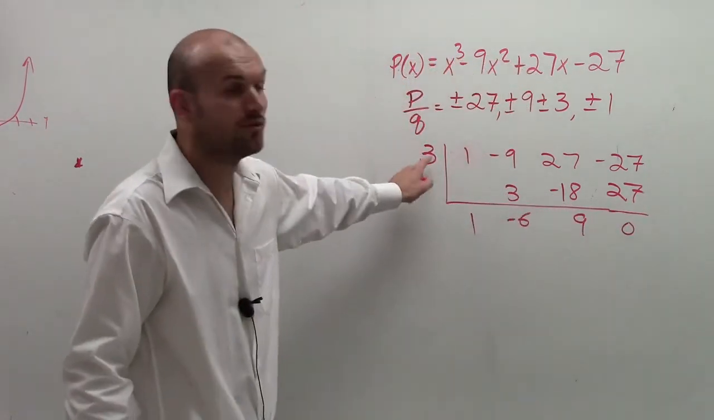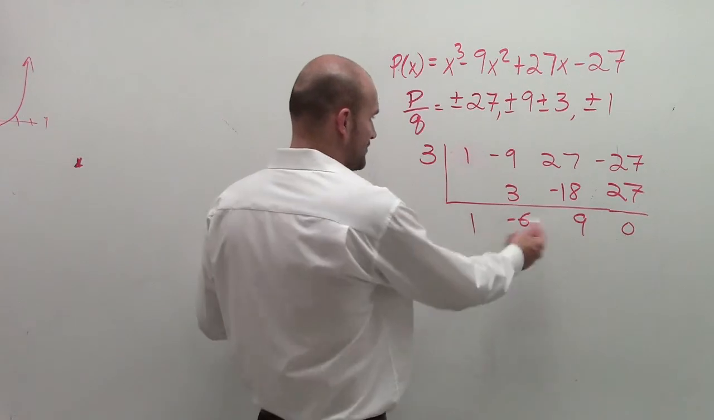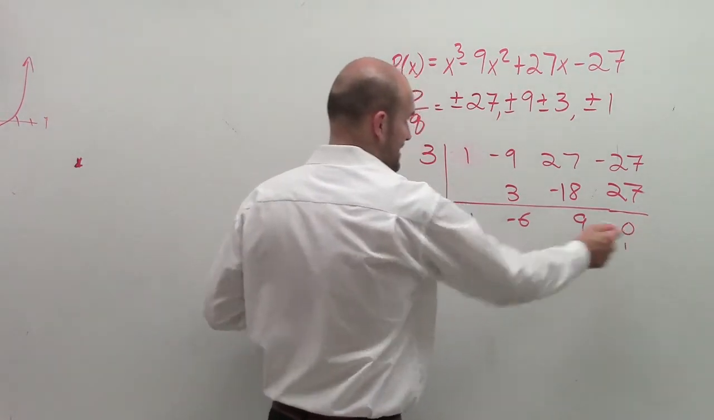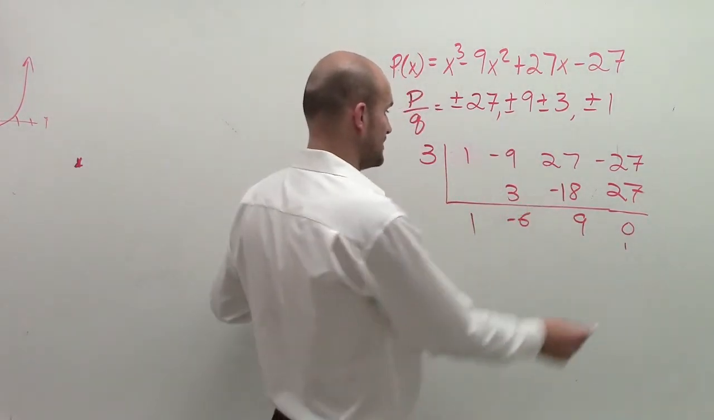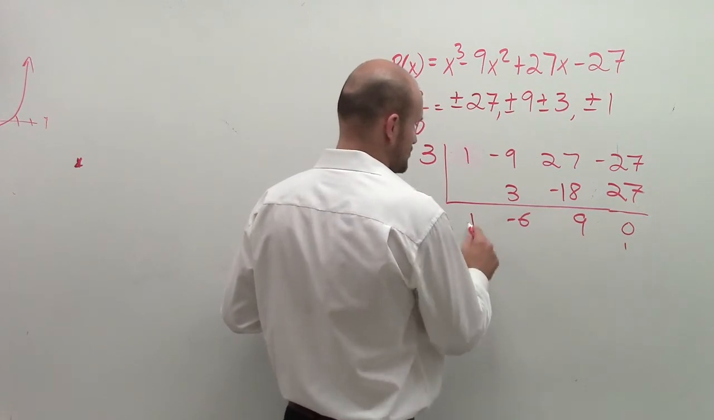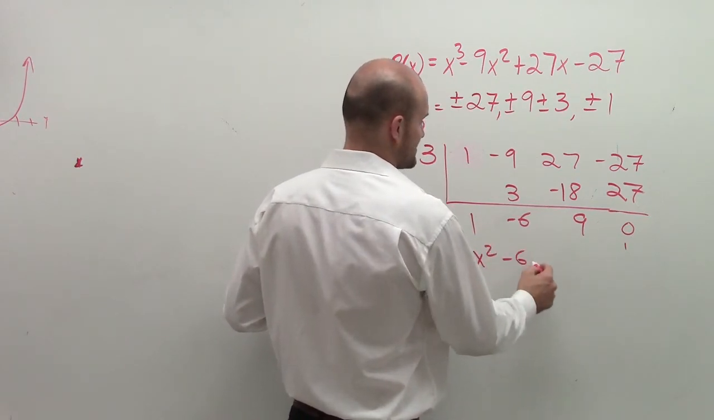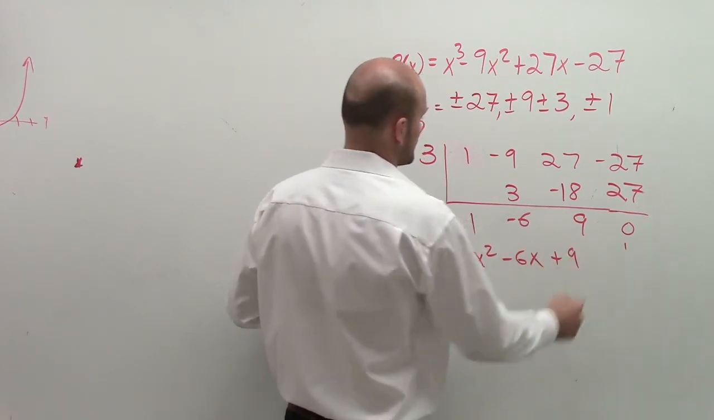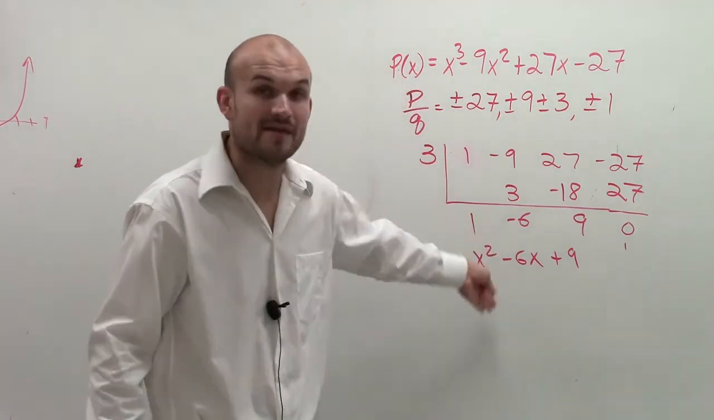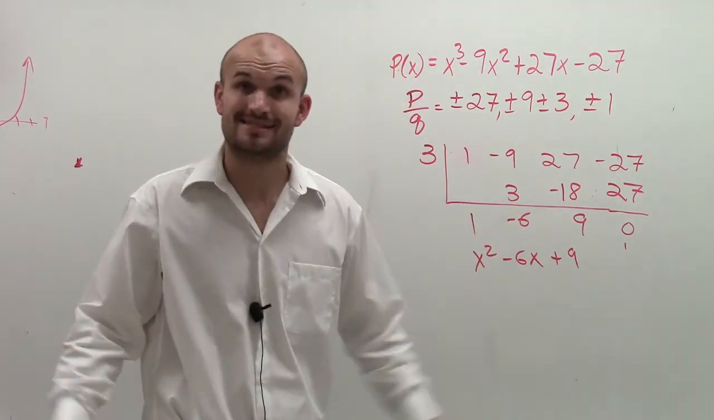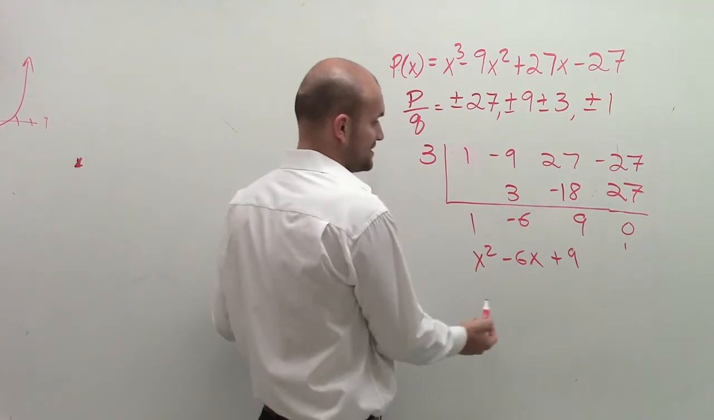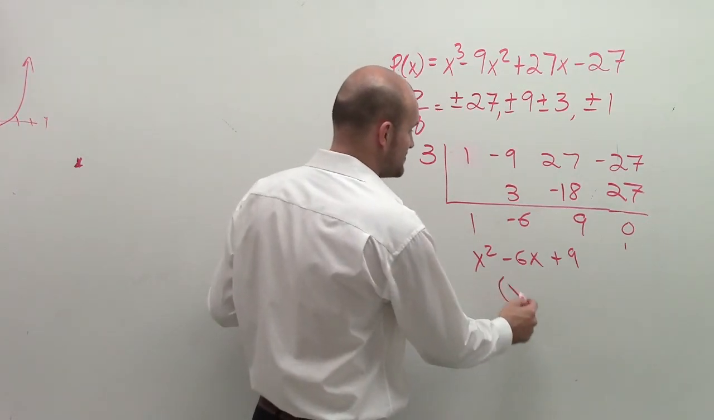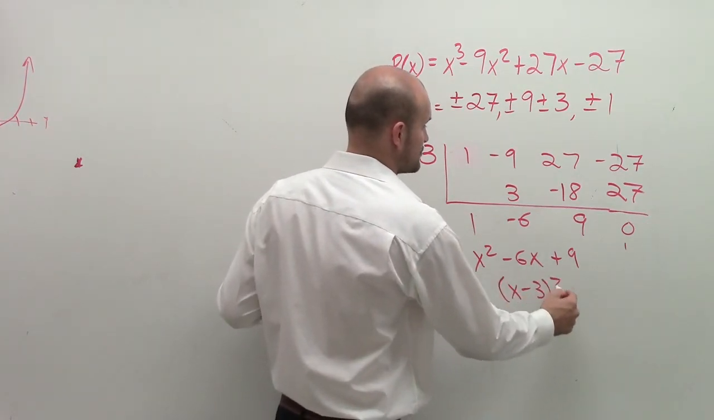So you could say, all right, 3 is going to be a factor. Now, let's look at what we have. That's my remainder, right? Since it divides evenly, the remainder is 0. So then left, I have x squared minus 6x plus 9. So I look at my factor and say, all right, can I factor this any further? And yes, actually, you can. This now factored down becomes x minus 3 squared.